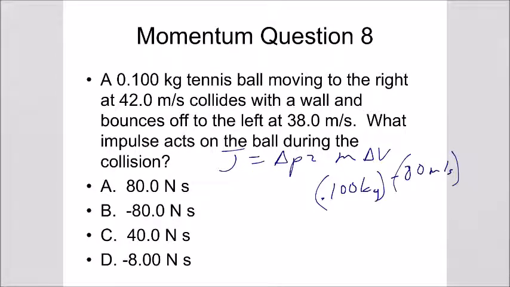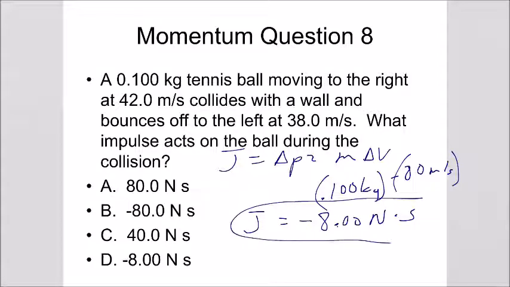So the product of those two, negative 80 times 0.1, is going to be equal to the change in momentum, which is also equal to the impulse. So when we do the math, 0.1 times negative 80 comes out to be negative 8. With 3 sig figs, we're going to write it as negative 8.00. And the units are going to be kilogram meters per second, which are equivalent to newtons times seconds. So that's our answer on problem number 8. And that is answer D.